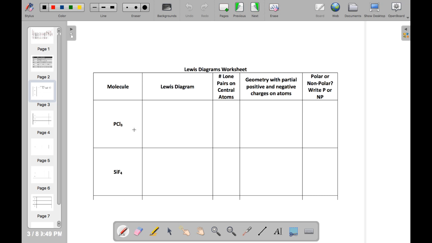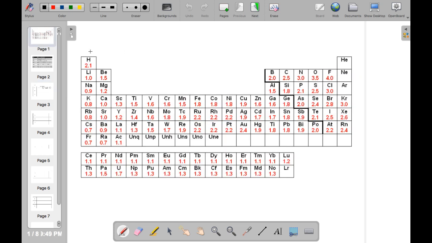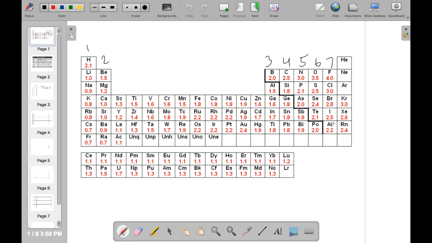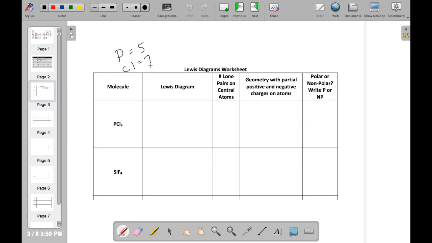Right here I have phosphorus trichloride. Phosphorus. Let's go to the periodic table. I'm going to draw how many valence electrons each group has. Phosphorus has 5. So I know phosphorus has 5 valence electrons. Chlorine has 7 because it is a halogen. Here's chlorine. But there's 3 of them. Times 3 equals 21 plus 5. So this molecule will have 26 valence electrons.